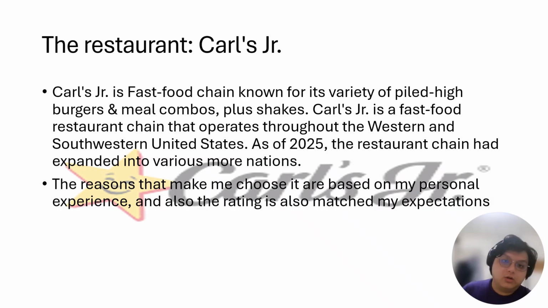The restaurant is called Carl's Jr. So Carl's Jr. is a fast food chain restaurant known for its variety of piled high burgers and meal combos, plus milkshakes, chocolate shakes, any kind of shakes. It's basically a fast food restaurant chain that operates throughout the west coast, southwestern coast of the United States. As of 2025, the restaurant chain has spread across nations, across America, across Asia, towards Europe, whatever it is.